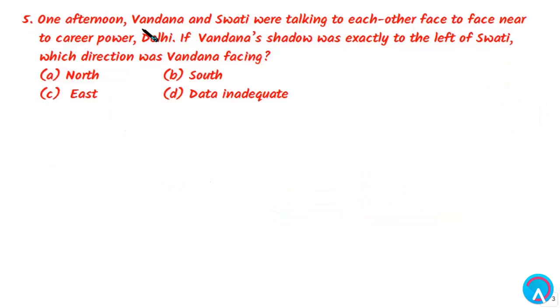Let's do question number 5. One afternoon, Vandana and Swati were talking to each other face to face near Connaught Place, Delhi. If Vandana's shadow was exactly to the left of Swati, which direction was Vandana facing? These are the options. Let's see which is the correct option. Option A is the correct option here, that is north. And let's see how we arrive at this option.